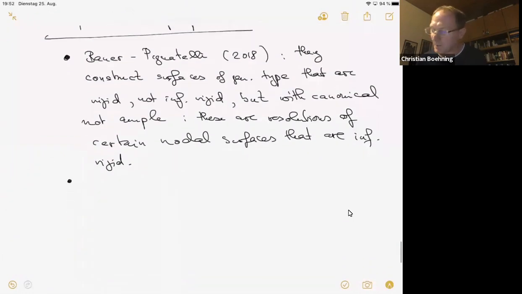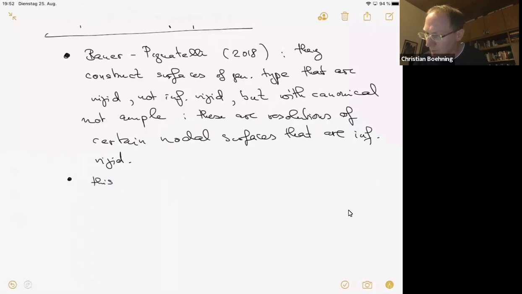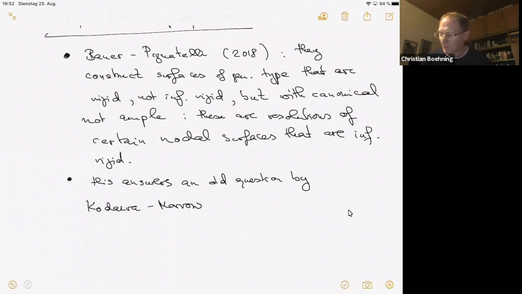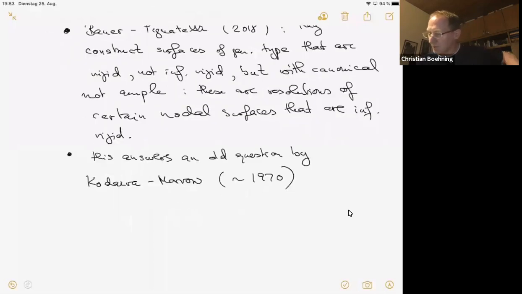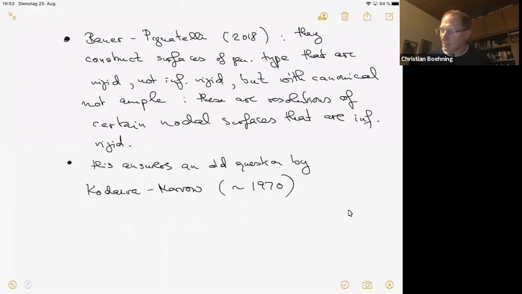So second remark to put this into perspective: the result by Ingrid Bauer and Roberto answers an old question by Kodaira, probably also Morrow. It's set down in this famous book by Kodaira and Morrow, Complex Manifolds. Maybe it's also in some article by Kodaira and Spencer. This was around 1970, they ask whether there are any examples of rigid, not infinitesimally rigid, compact complex manifolds. Remember these were probably hard to construct. And then it took a long time till they were constructed by Bauer and Pignatelli, only in 2018. So this is nice.